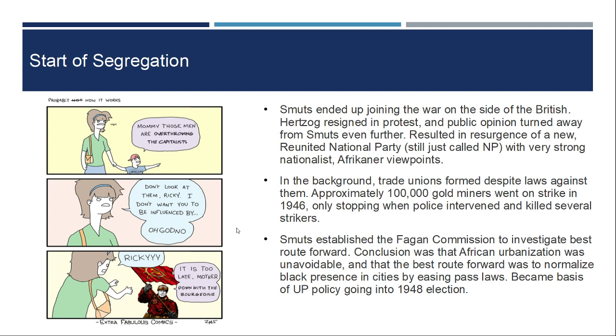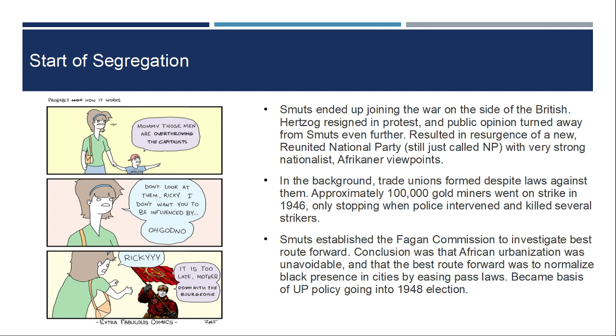Smuts then decides we got to figure out what just happened. He establishes this thing called the Sawyer Commission, and they decide to investigate what's the best way forward. And the results from the Sawyer Commission are that African urbanization is unavoidable. Even if you pass laws to keep them out of the cities, it's still going to happen. African unionization and working is still going to expand. So the best route forward is to normalize black presence in cities, ease the pass laws, and kind of let them into society, because otherwise this conflict is just going to get worse.